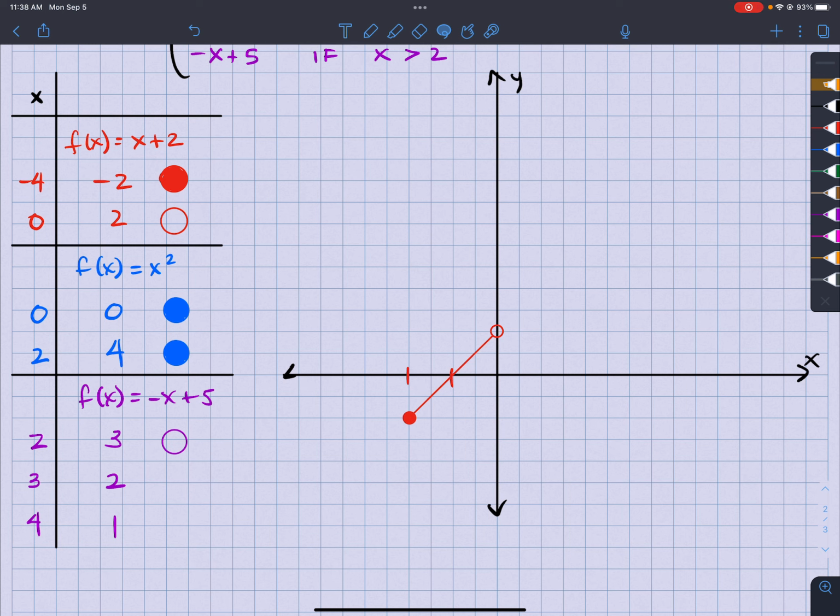Now next is going to be the blue, and at 0, it's 0. So this is going to be a closed circle here. It's going to 2, 4, so 2, 4. Also a closed circle here, and I connect those 2 dots. Oh, actually, I don't connect those 2 dots because this is a quadratic, right? So really, it's curvy. So it kind of looks a little like this.